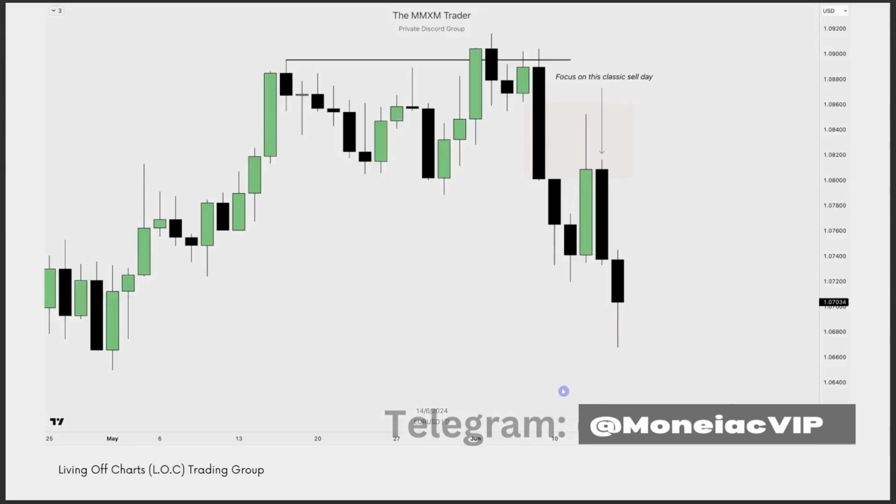So over here we're talking about those classic sell day profiles, right? We've got Euro USD daily chart. We hit a key level, right? We had a breaker, fair value gap. We hit that, closed inside, and then we focus on the next day for a classic sell day profile.